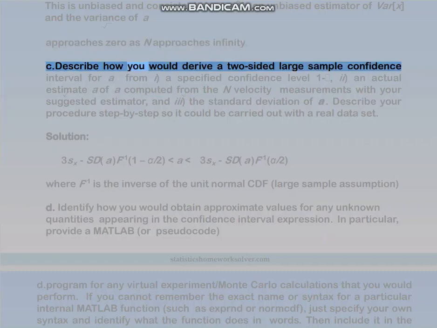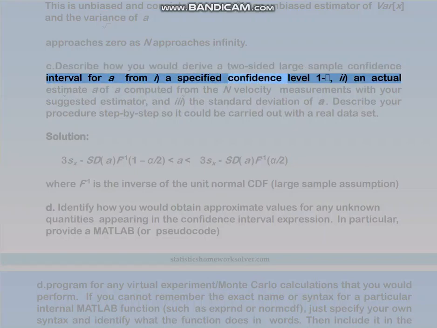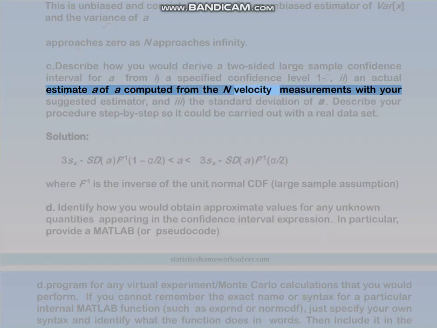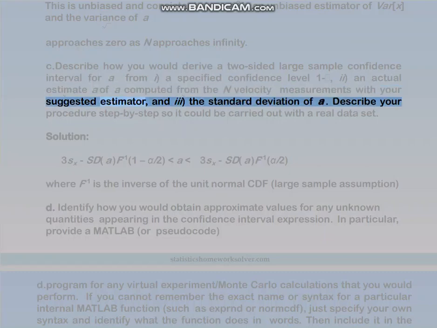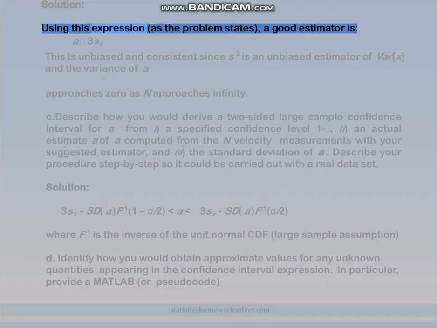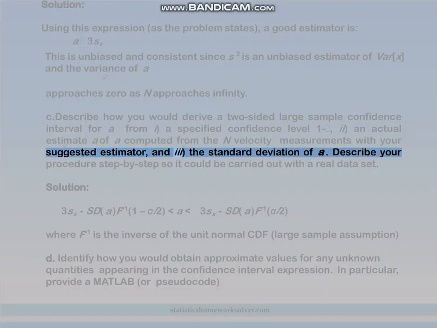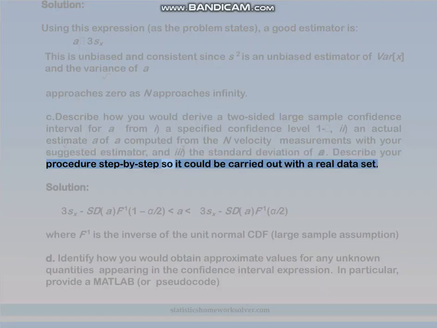C. Describe how you would derive a two-sided large sample confidence interval for a from 1, a specified confidence level 1 − α, 2, an actual estimate â of a computed from the n velocity measurements with your suggested estimator, and 3, the standard deviation of â. Describe your procedure step by step so it could be carried out with a real data set.